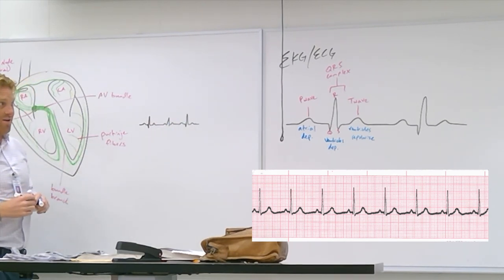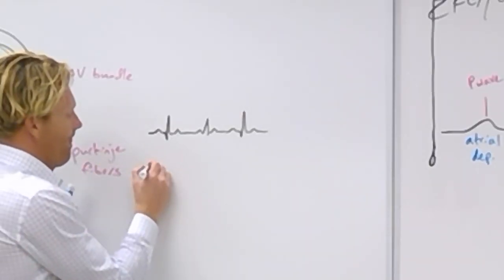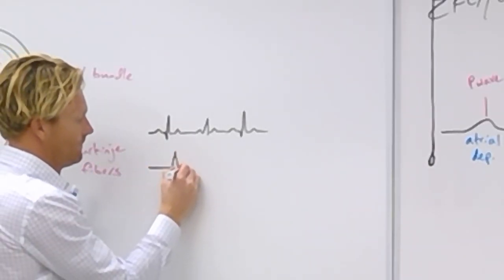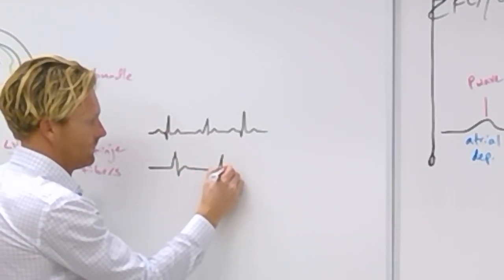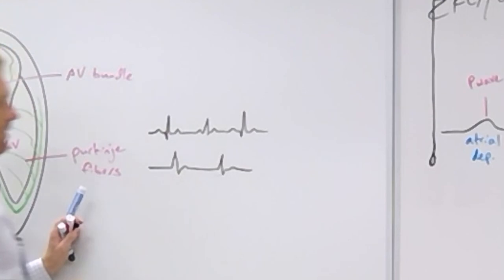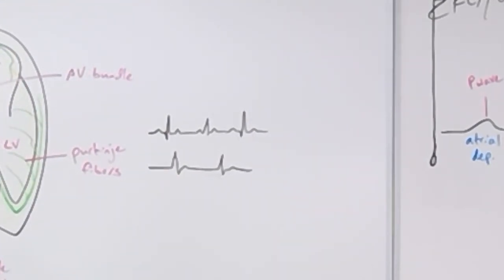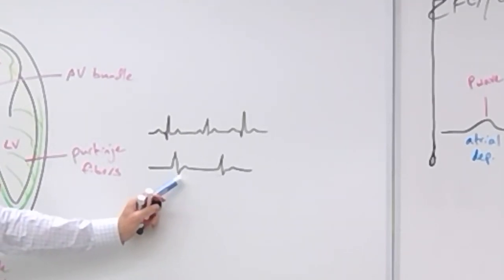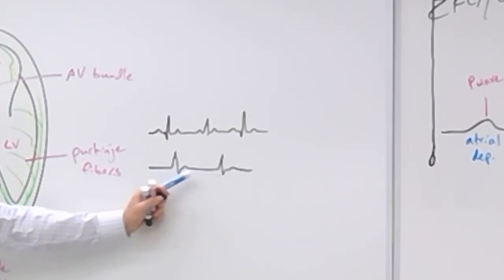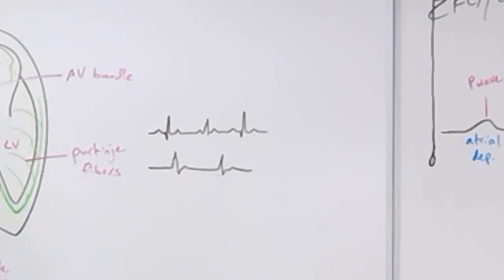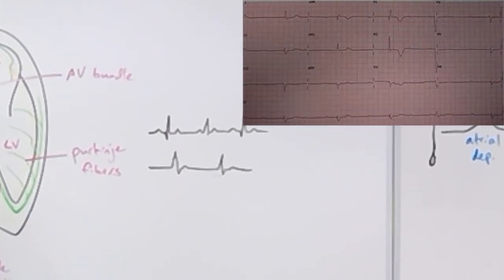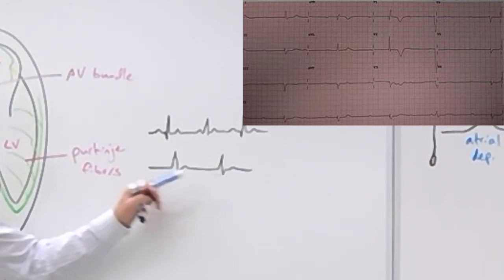What would this be? Your SA node isn't going. We know that because what's it lacking? What bump? P wave. The atria aren't depolarizing. The ventricles are though, right? So you see the QRS, you see the T. What else is different? Anything with heart rate? It's slower. It's because the AV node's kicked in. That's a total heart block.